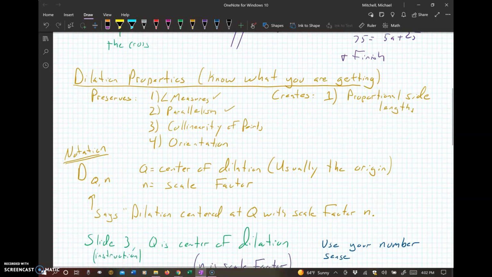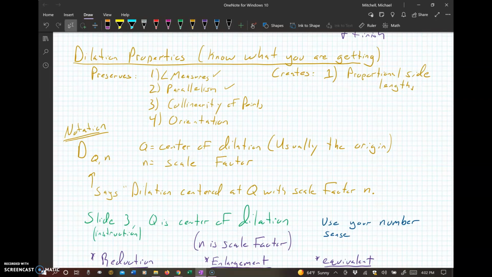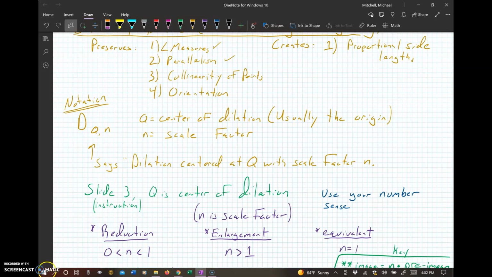Though this, I want to say book, this program eliminates a lot of the need for the proportions. So next, let's talk about some notation. So this one, they have D of Q comma N. Well, this whole thing means dilation centered at Q with a scale factor of N. So Q is our center of dilation. Usually that's the origin. The last part of this section goes off the origin. And our scale factor, which is really a key element to a lot of the problems in here.